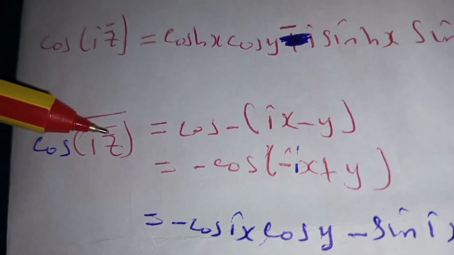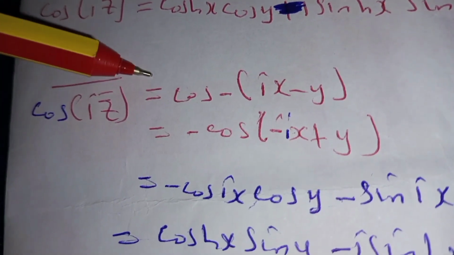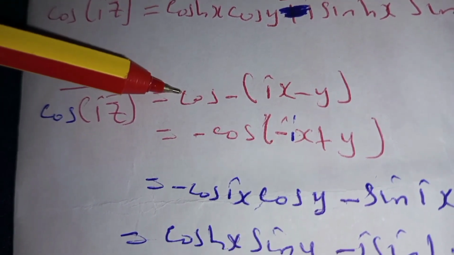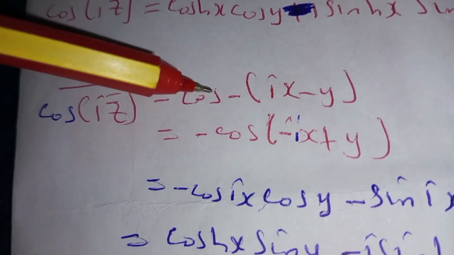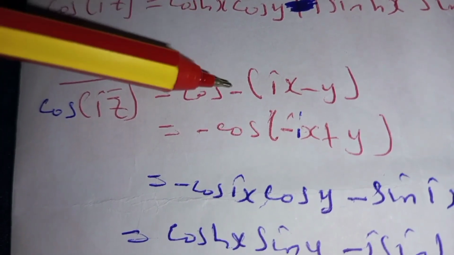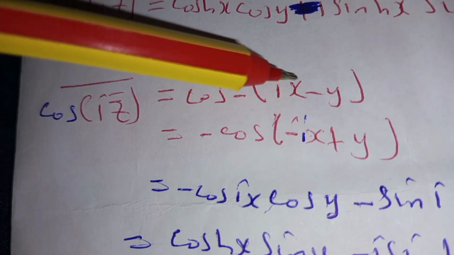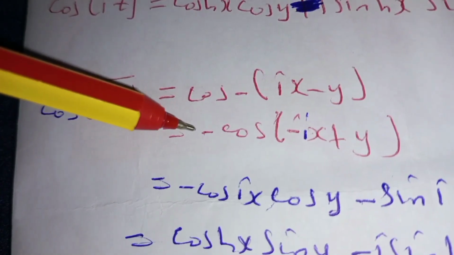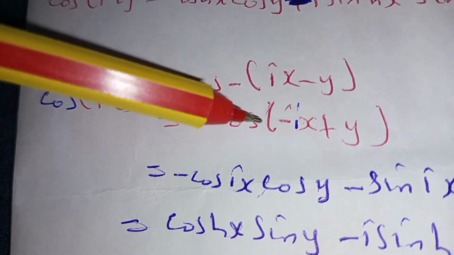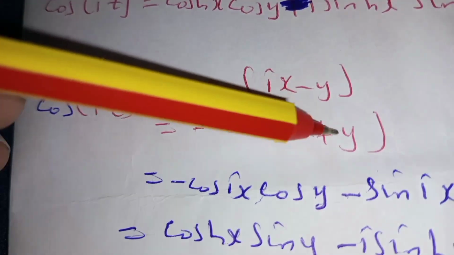It follows that we have cos of minus ix minus y. So the negative can be taken out, which is cos of negative ix plus y.